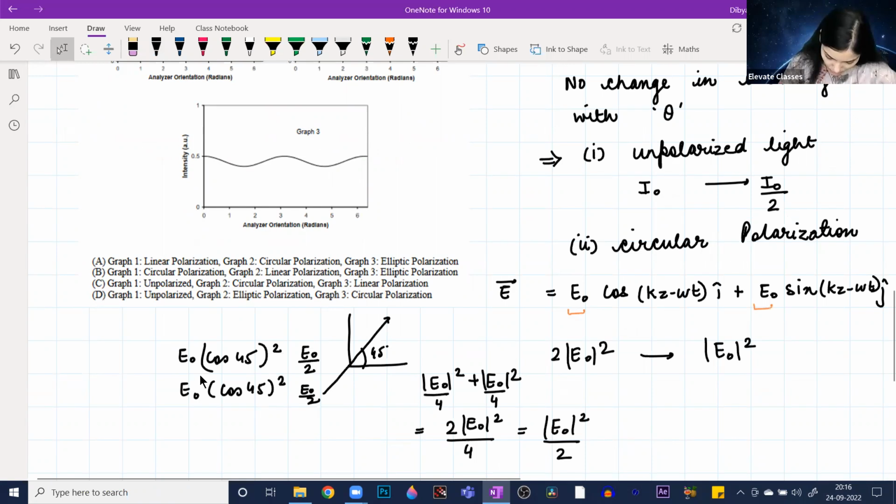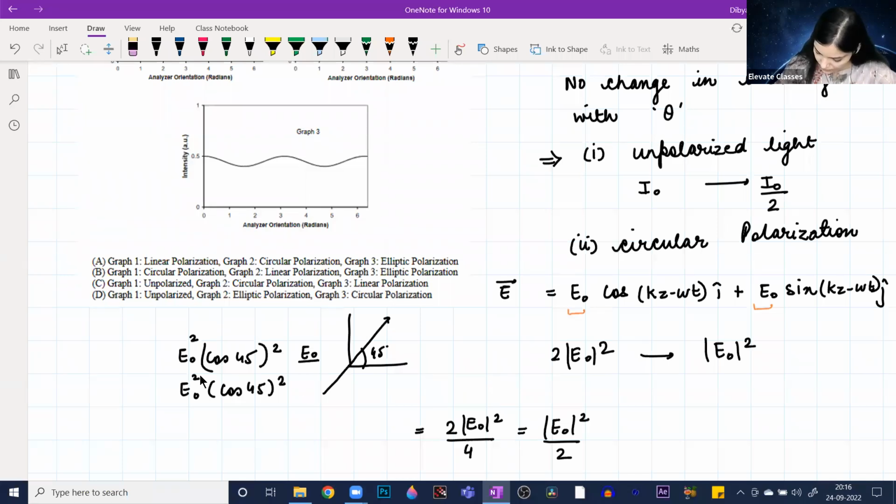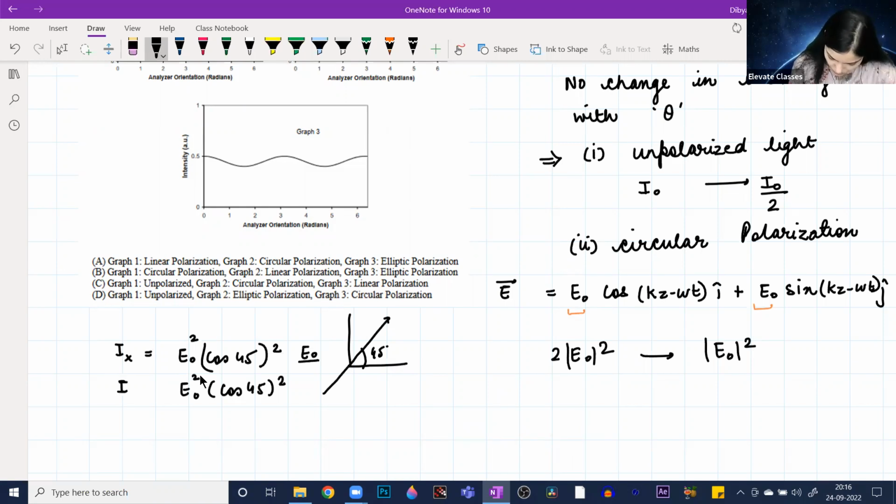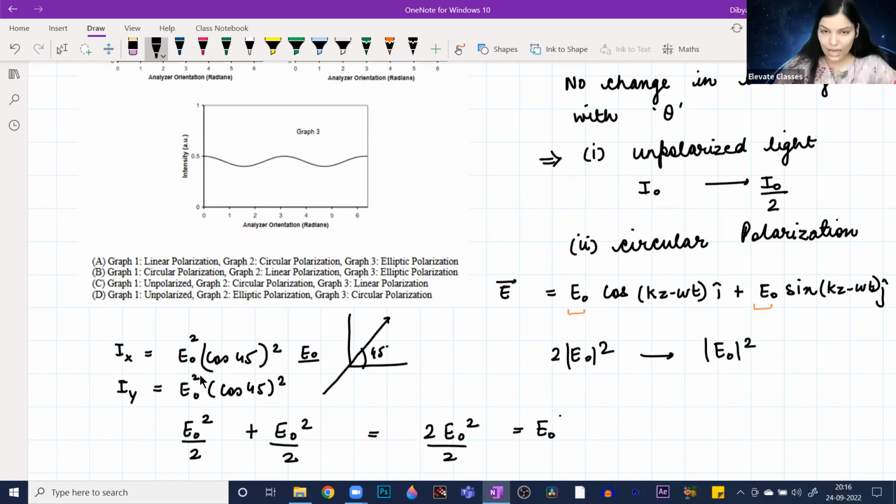ये E0 स्क्वायर था ऑलरेडी. Yes, so intensity is simply this. हाँ, मैंने स्क्वायर क्यों किया? Intensity आता है ना Malus law से. So the intensity of x is equal to this, intensity due to y is equal to this. So that is E0 square by 2 plus E0 square by 2, that is 2 times E0 square by 2, that is just E0 square. Now it's correct. Are you understanding what I'm saying, or is it not making sense to you?